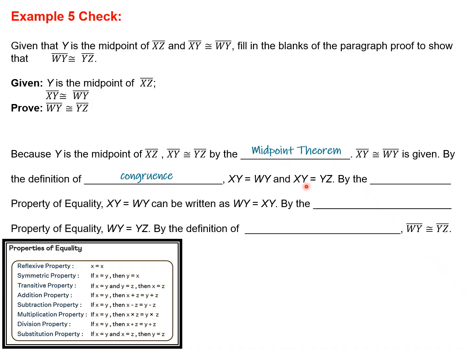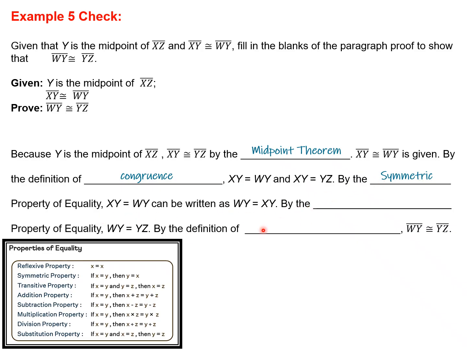And XY equals YZ. Right? We took these two statements that were both given as congruent to write them as equal. So XY equals WY and XY equals YZ. So now by the symmetric property of equality, we can say XY is equal to WY can be written as WY equals XY. What did we do? We switched the order in which we stated it.